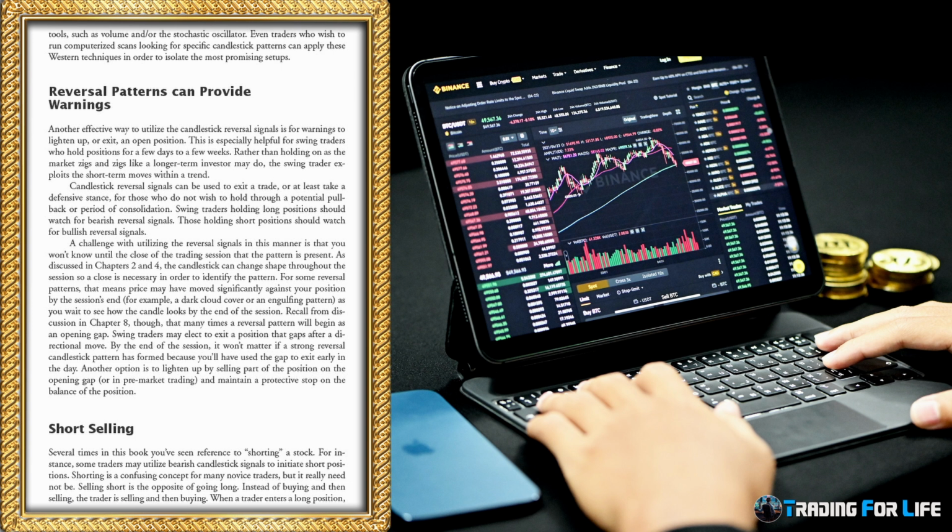A challenge with utilizing the reversal signals in this manner is that you won't know until the close of the trading session that the pattern is present. As discussed in chapters 2 and 4, the candlestick can change shape throughout the session, so a close is necessary in order to identify the pattern. For some reversal patterns, that means price may have moved significantly against your position by the session's end, for example a dark cloud cover or an engulfing pattern, as you wait to see how the candle looks by the end of the session.